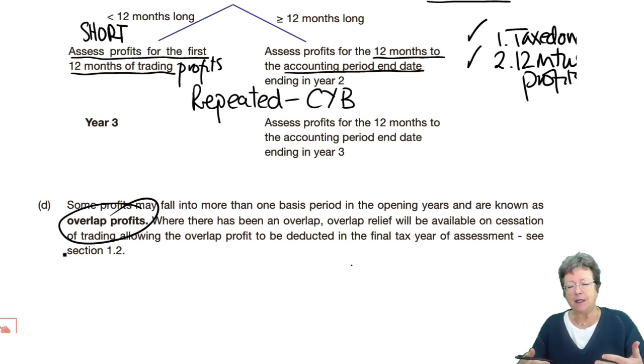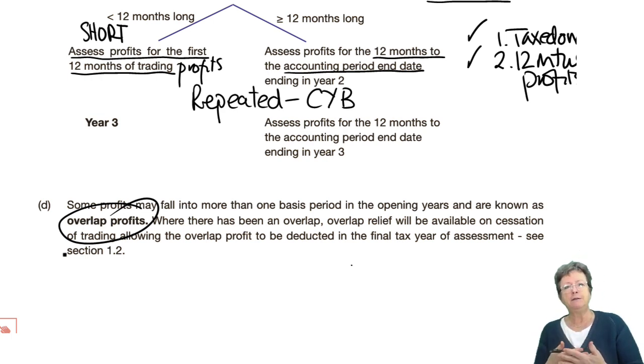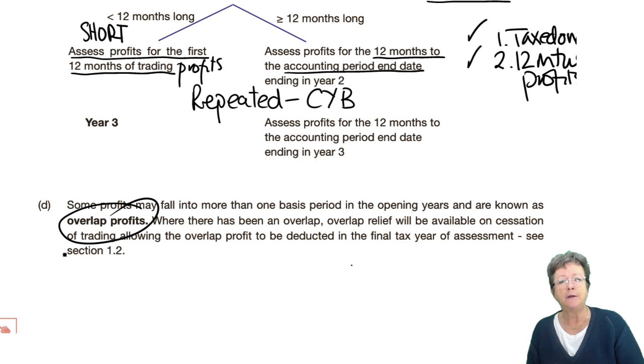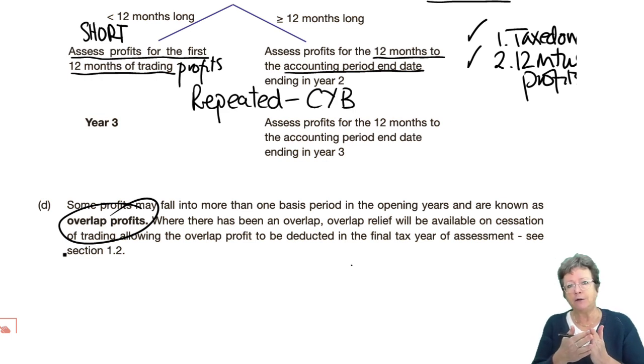If that is the case and you have overlap profits, you can have relief for them, relief for the fact that you've been taxed twice. If you change your year end and move it closer to the 5th of April, 31st of March, or you cease to trade.